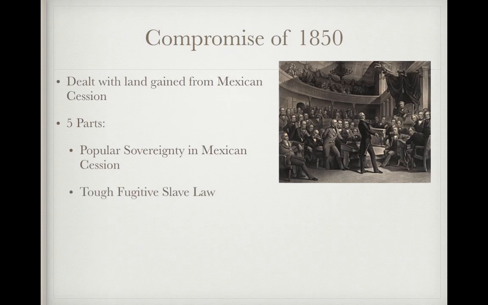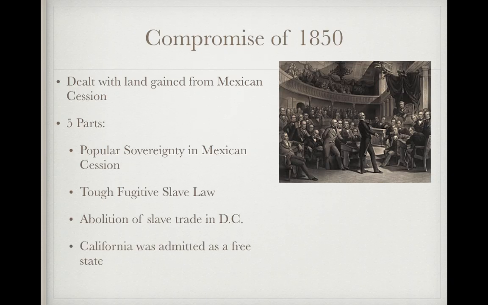The second part is a tough fugitive slave law, a very strict, tougher fugitive slave law that would require the North to actively be involved in the recapture of runaway slaves. This is going to upset the North tremendously and cause many in the North to become abolitionists. The abolition of the slave trade in Washington, D.C. was the third part. Not the abolition of slavery, but the slave trade, the buying and selling of slaves. That's going to be outlawed in Washington, D.C.